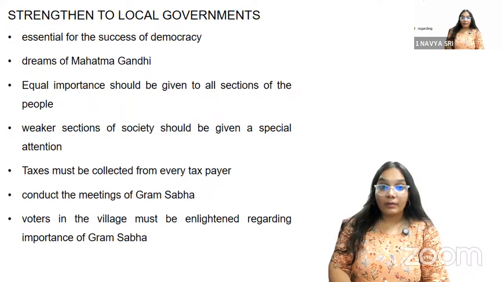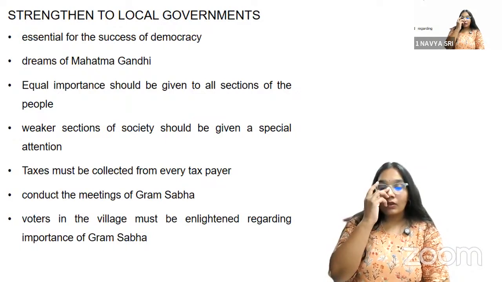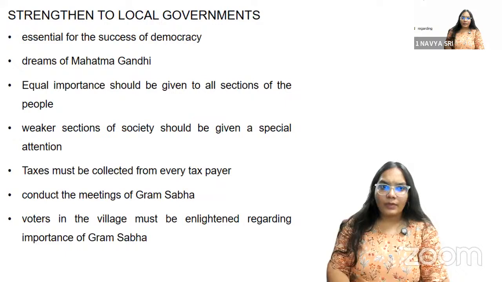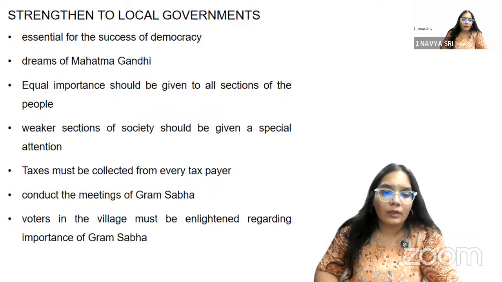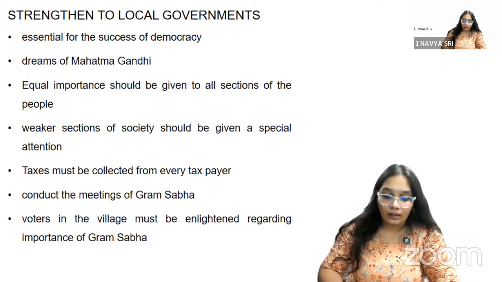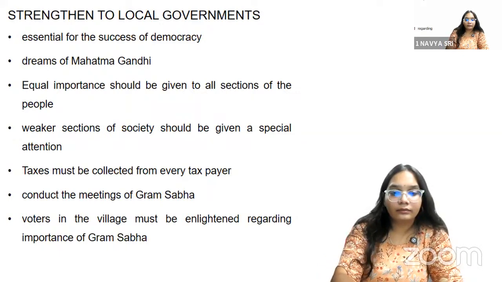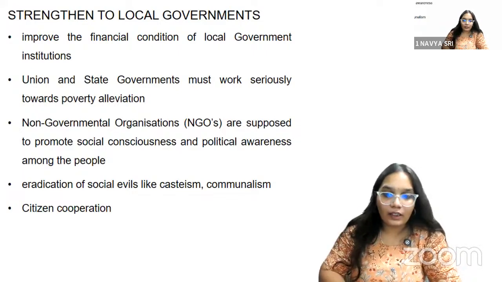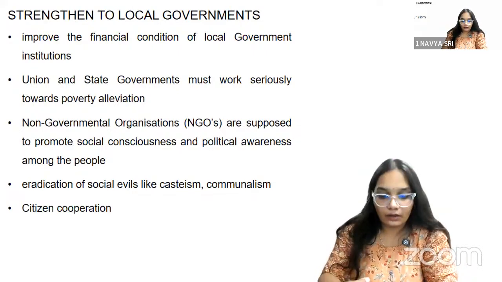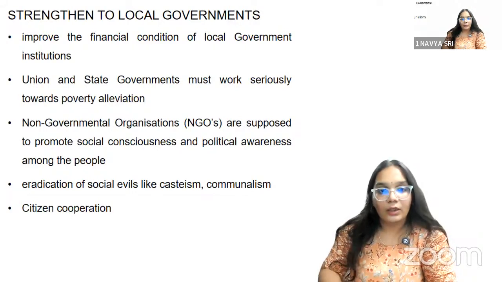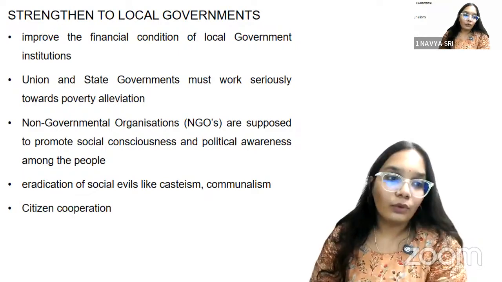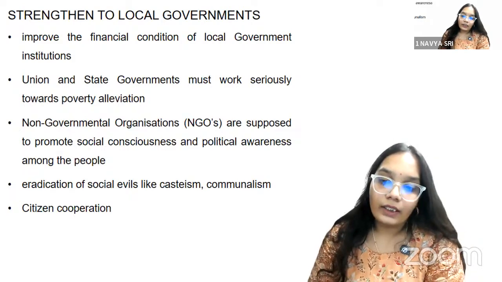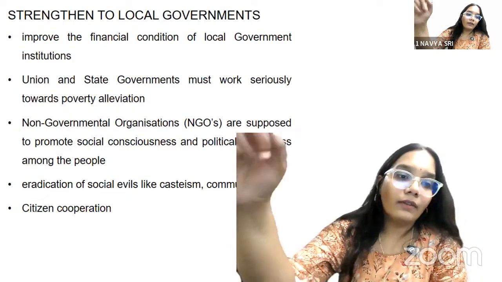Then conduct meetings of Gram Sabha, because Gram Sabha is the highest authority to look into the proper functioning. Also, under the Forest Rights Act, even the Gram Sabha has the authority to decide or declare the areas, right? So the voter in the village must be enlightened regarding the importance of Gram Sabha. Then improve the financial conditions of local government institutions, because they have to take up the finances and help for the funding. So that is why they have to be called for.